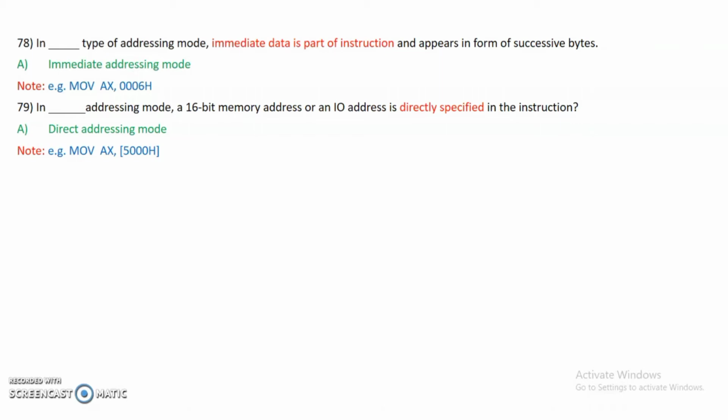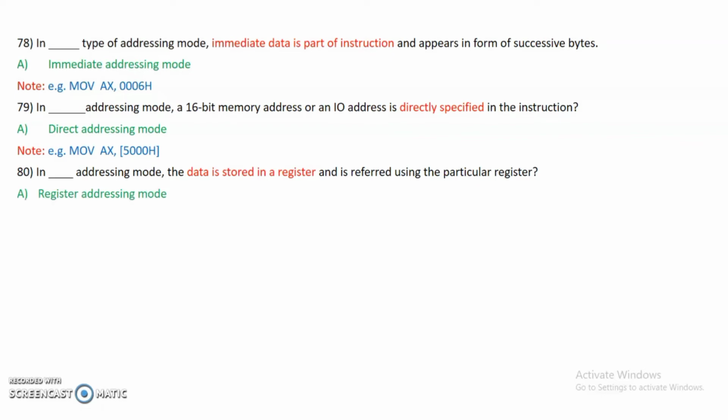From an examination point of view, they will give an instruction and try to make you guess which type of addressing mode it is. So try to check the question properly and try to answer. Don't get confused quickly over there. Bit number 80. In dash addressing mode, the data is stored in a register and is referred to using the particular register. So the answer will be register addressing mode. The question is direct itself. The example will be MOV AX, BX.